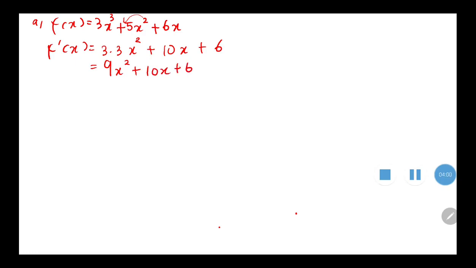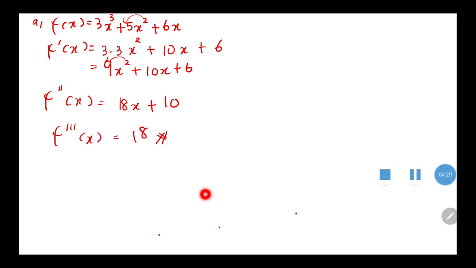Okay, and the question wants us to find until f triple prime x, right? So f double prime is 18x plus 10. f triple prime is 18. Okay, easy peasy.